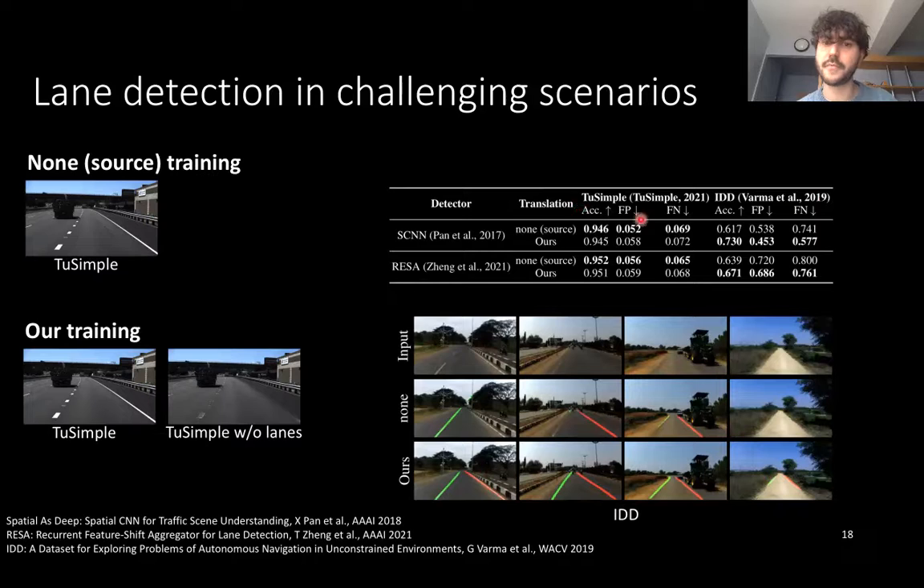On TuSimple compared to source, we don't lose much performance, so we are almost on par, while we outperform by a large margin the lane detectors on the IDD images without markings. And this is also evaluable qualitatively, as you can see here in the images. In particular, look at this image, where our lane detectors can be trained also to be resistant in this extreme scenario of a countryside road.